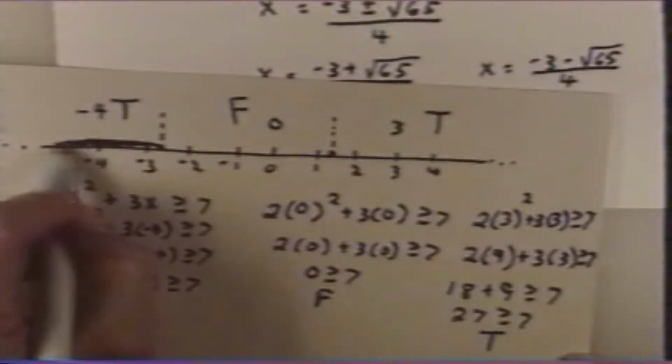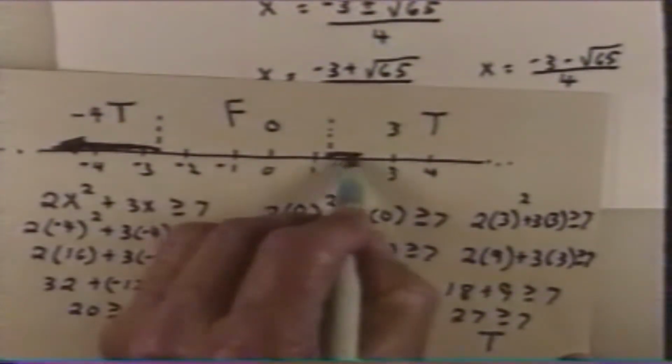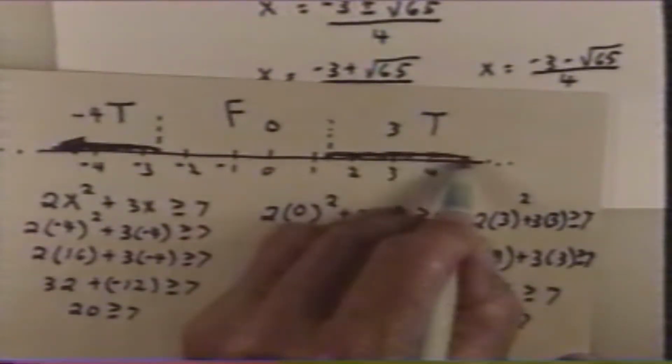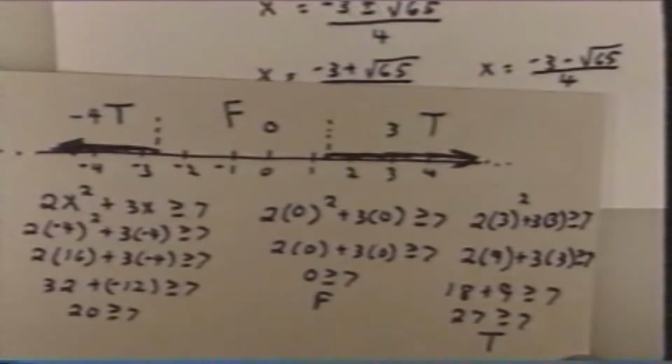So we shade the true regions to indicate where the answers are. So every point in this region makes it true. Every point in this region makes it true. And everything in the middle makes it false.